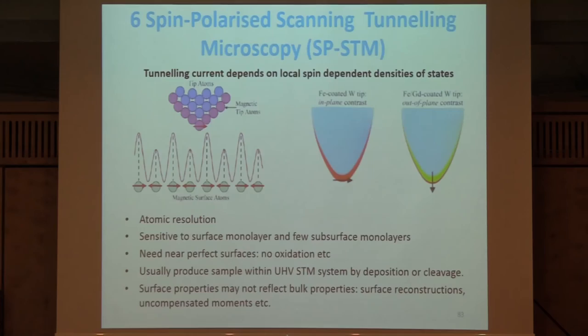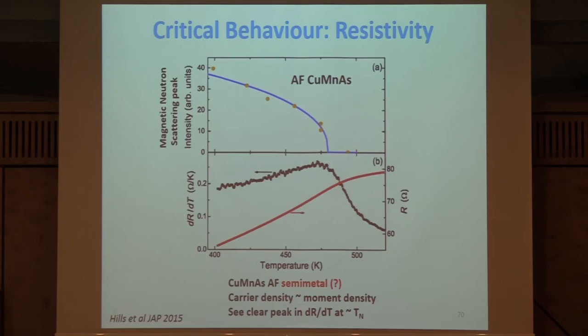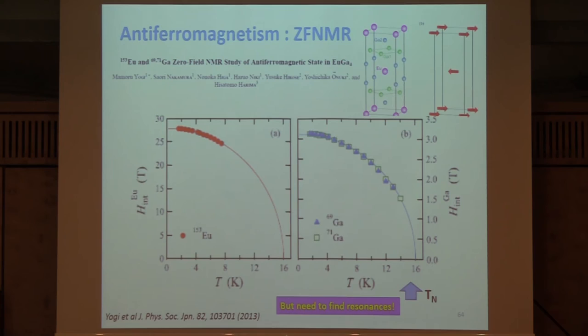Just give me a second. I think, as I understand it here, you've got the europium atoms, which are carrying the big moment. And at the nucleus of the europium, you've got about 28 tesla. And then at the gallium, it's down to about 3 tesla.